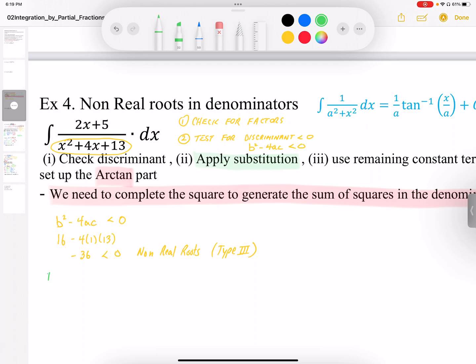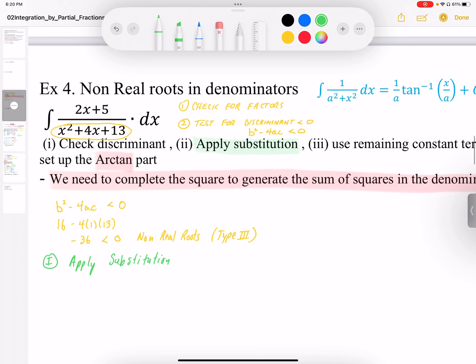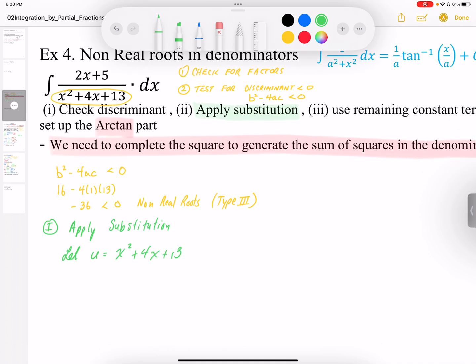So the first step is apply substitution. Okay, so this is only if the denominator has non-real roots. We're going to try applying substitution. And to do this, we're going to let the u function be the denominator, x squared plus 4x plus 13. And what that's going to end up doing is we're going to generate a du, and the du is going to be 2x plus 4.